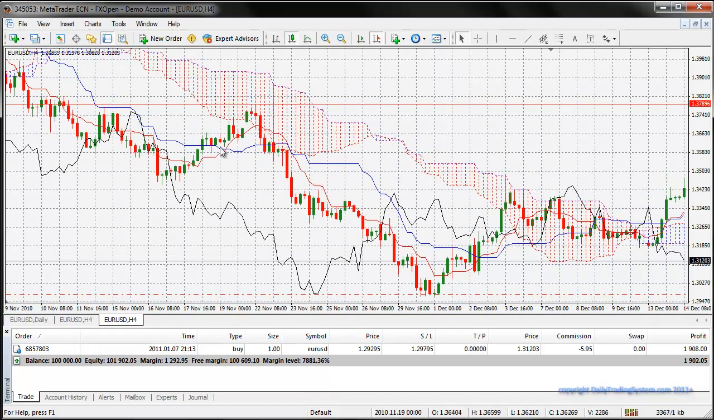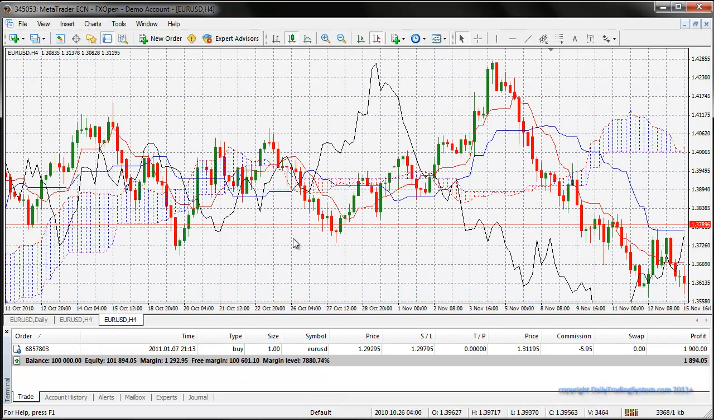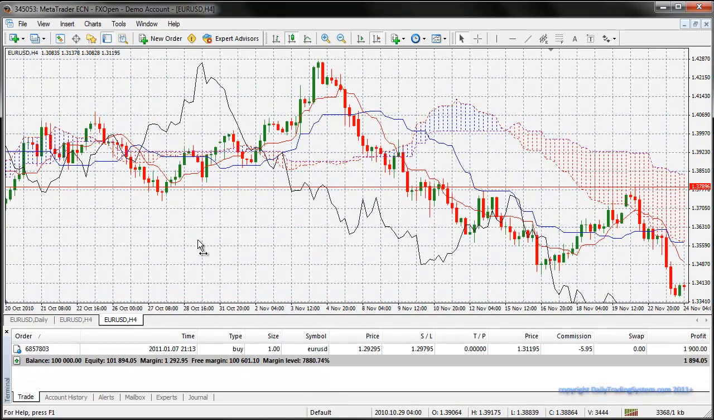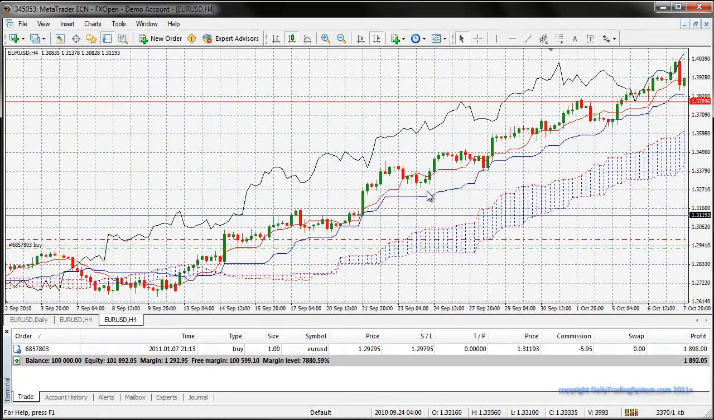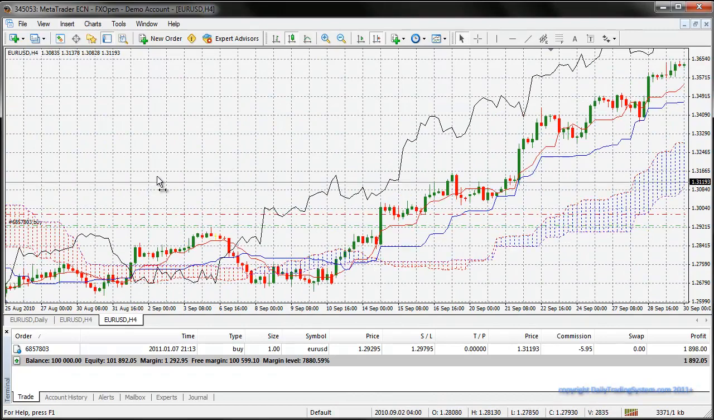So we really need to make sure that when you're looking for a buy trade, we do the opposite, but the opposite is where the candles need to be above the Kumo cloud this time. So let's go ahead and take a look for another buy opportunity.